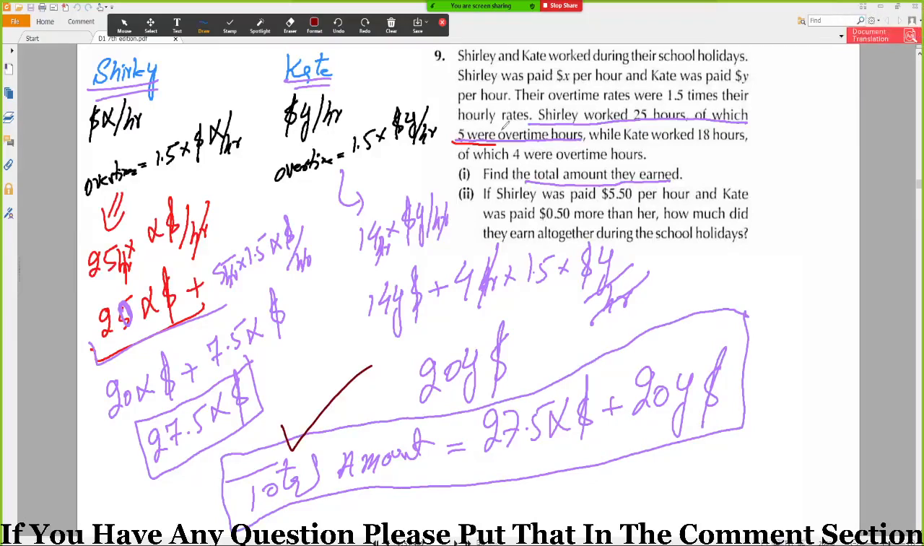Okay, next part, read this part. If Shirley was paid $5.50 per hour and Kate was paid $0.5 more than her, how much did they earn altogether during the school holidays? Okay, so what do you think needs to be done here?